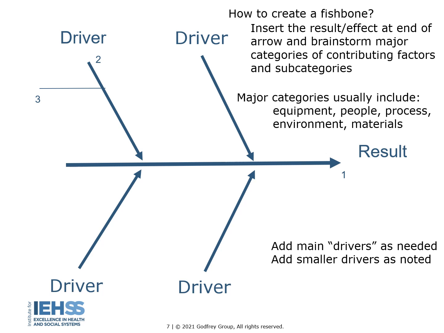So how does one create a fishbone diagram? The fishbone diagram looks like a fish skeleton consisting of a spine and attached bones. You will insert the result at the end of the arrow, shown on the diagram as number 1. Major drivers, shown on the diagram as number 2, usually include the categories of equipment, people, process, environment, and materials. The discrete causal elements or smaller drivers, shown as number 3 on the diagram, are added to the major drivers.